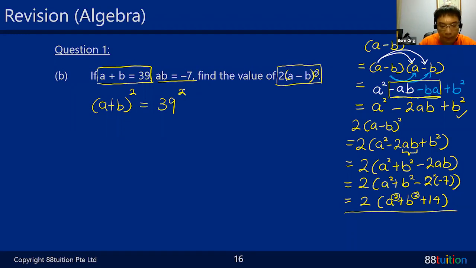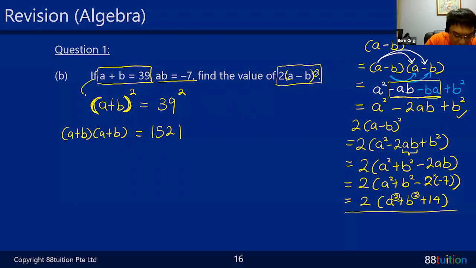So A plus B equal to 39, correct. If I square, I have to square the entire thing because A plus B is together one. So if I square on one side, I need to square on the other side. Once again, be careful. What does A plus B square mean? It means A plus B duplicate another A plus B. 39 times 39 will give you 1521.